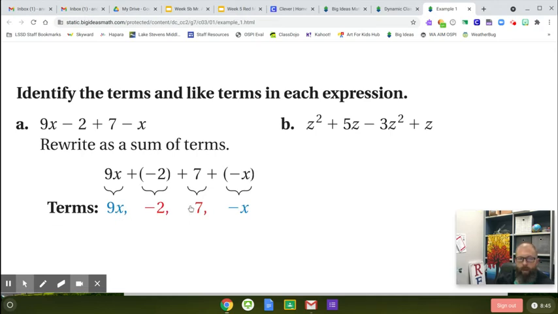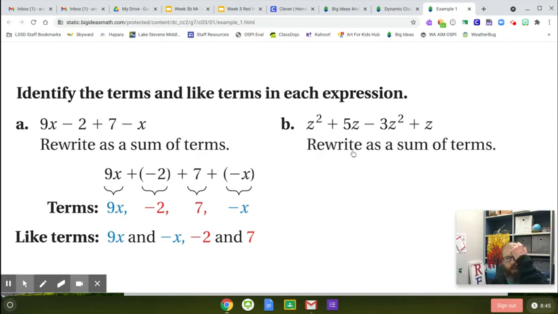So they got them written right here. And notice how the color is blue here and blue here because these are like terms. So 9x and -x are alike because they both have the same variable. Notice this is the same as -1x, but we don't write the 1 when there's just one of them. So those are like terms, and these are like terms because neither one of them has a variable. So -2 and 7, they're both just numbers, so those are like terms. So we've identified the terms, which are here, and the like terms, which are here.